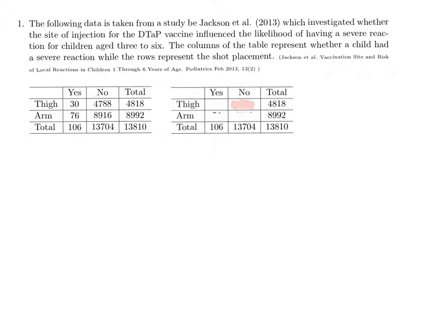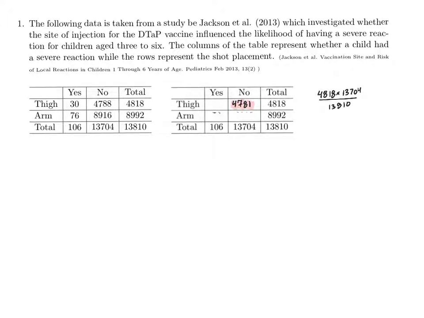Normally I'd start in the top left corner, but I already showed you how to find that one earlier. So to find this value right here, I take the row total, multiply it by the column total, and divide by the overall total. When I get this, we'll round it to the nearest integer to make it straightforward. And I find this is 4,781.